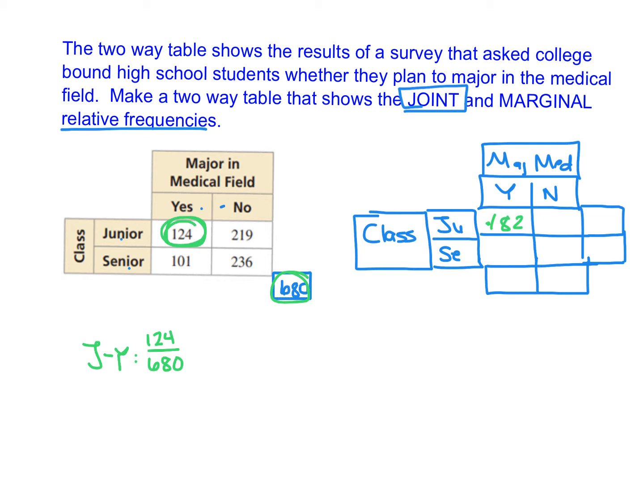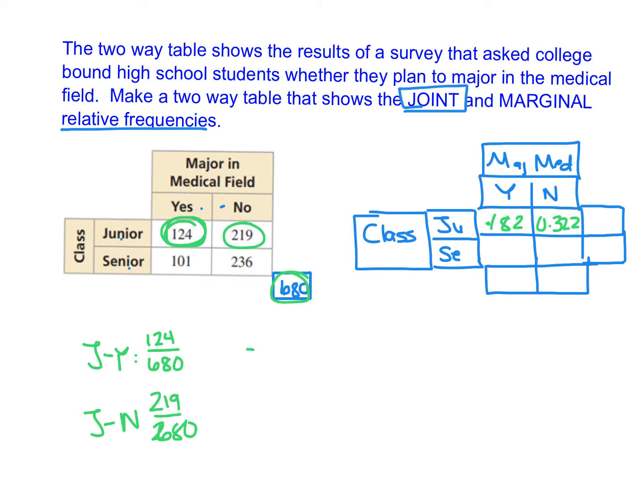Then if I take the next one, which is 219, and divide that by 680, I find that it's 0.322. So 32.2% of students are juniors that are planning on not majoring in the medical field.